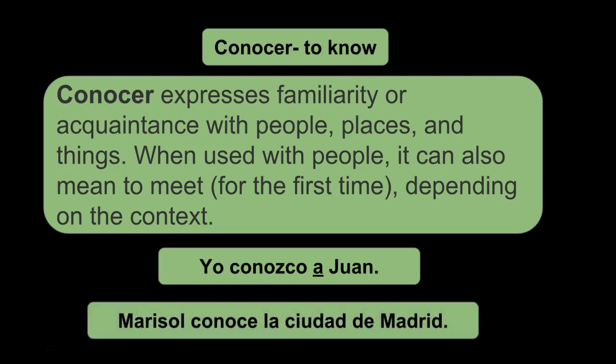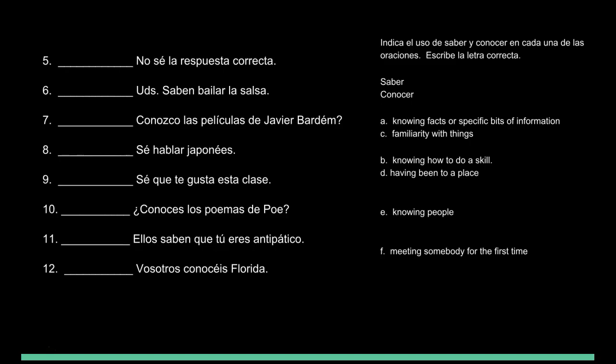The other example, Marisol conoce la ciudad de Madrid. So this one's a little bit more confusing. Marisol is familiar with the city of Madrid. She doesn't know Madrid. She's familiar with the city. So she's familiar with how to navigate it. You know, she's visited before. Maybe she lives there. So that's the difference between the two. And the more we practice, the easier it'll get for you. So vamos a practicar ahora.